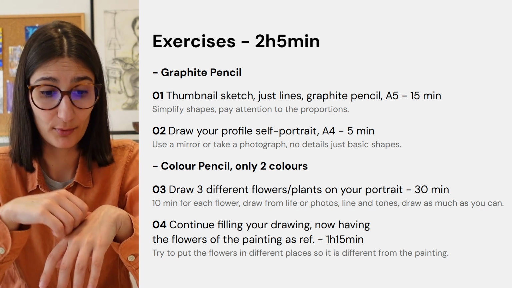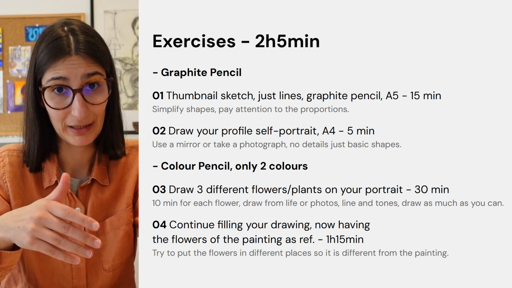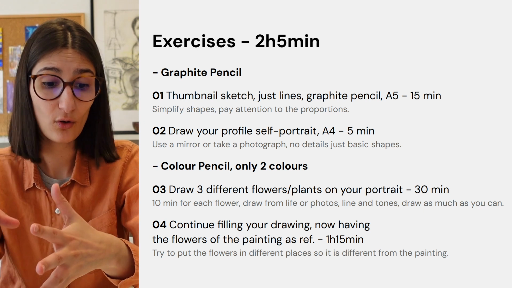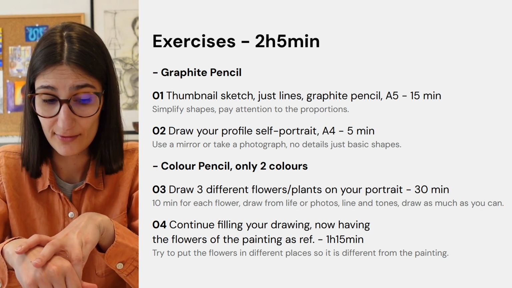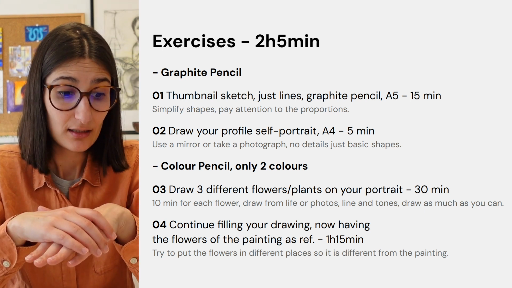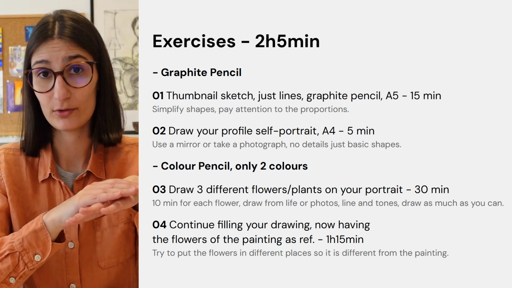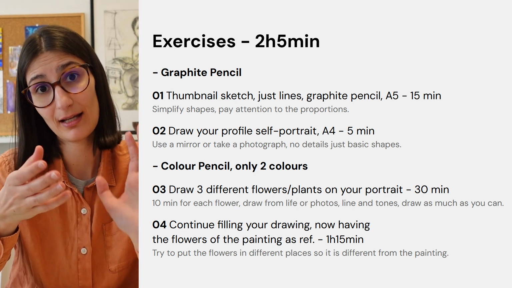So the third exercise, we'll draw 3 flowers or plants on our portrait. It will take us 30 minutes, so 10 minutes each plant. You can draw from life or you can draw from photographs. Draw as much as you can during those 10 minutes. Then the fourth exercise, we will continue filling our drawing, now having the painting as a reference.